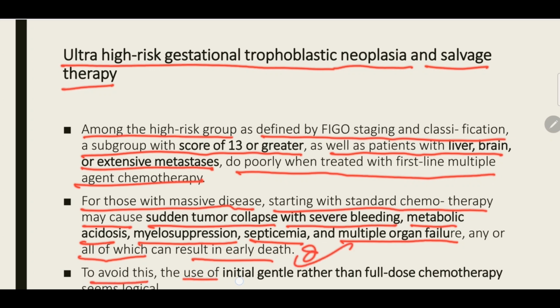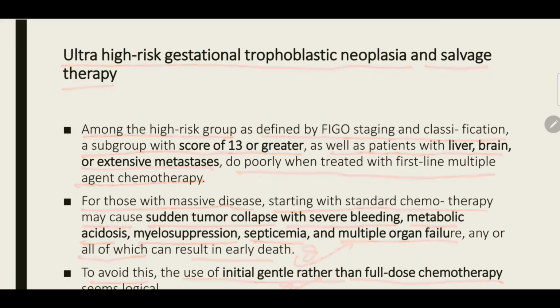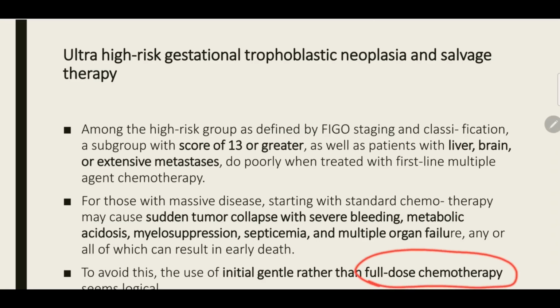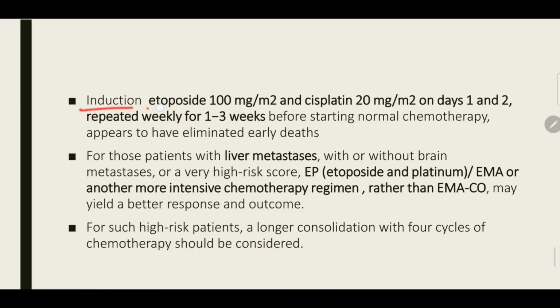To avoid this, the use of initial gentle rather than full dose chemotherapy seems logical. So if there is a case of massive disease, that is metastasis 1, and her score is high like 13 or onwards, if you give full dose chemotherapy, then there will be tumor lysis syndrome and that will lead to death. So instead of that, give gentle induction therapy. Induction: etoposide 100 mg per meter square and cisplatin 20 mg per meter square on days 1 and 2, repeated weekly for 1 to 3 weeks before starting normal chemotherapy, appears to have eliminated early death.